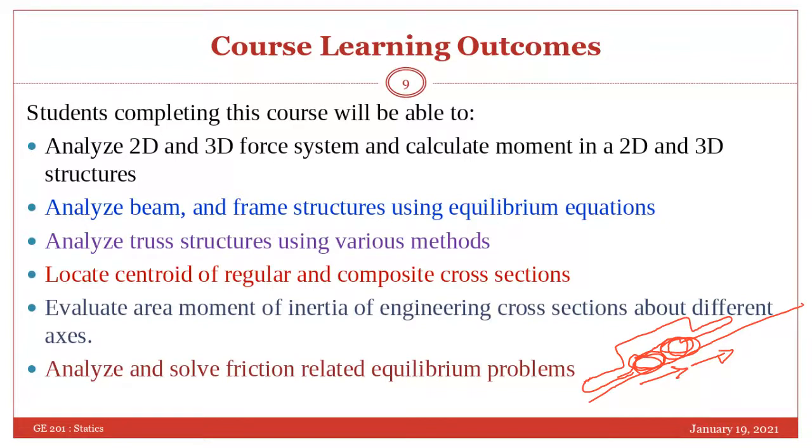So these are the things which we are aiming to achieve after completing this course successfully. First, you will be able to analyze forces in 2D as well as in 3D, and you will be able to analyze beams, frames, and trusses, and find the centroid of different types of engineering sections. You'll be able to find the moment of inertias about different axes of different engineering sections, and also you will be able to solve friction related equilibrium problems.